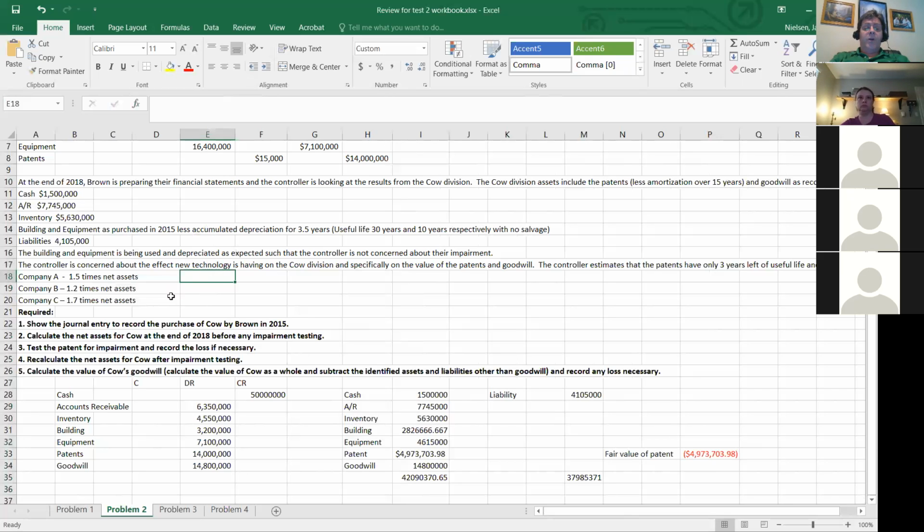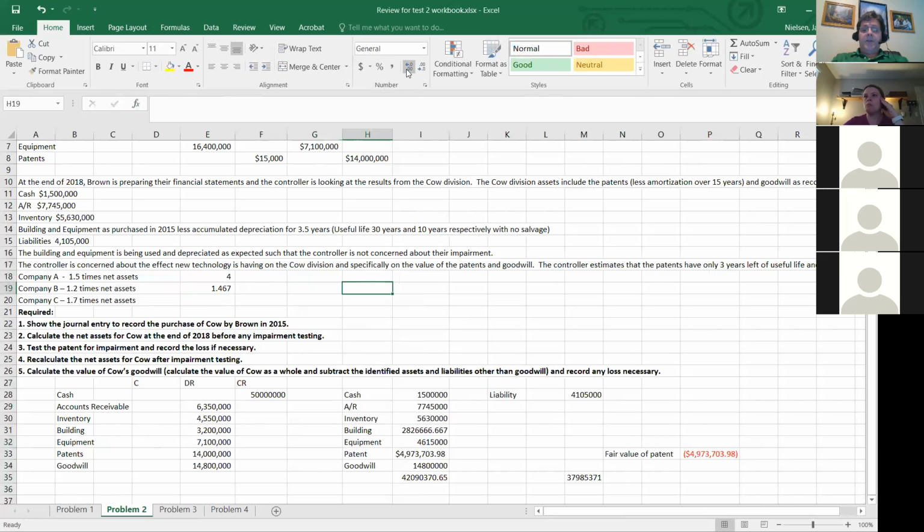We have company A, B, and C, and they are 1.5 times net assets, 1.2 times net assets, and 1.7. We're going to take the average of that. We're going to add 1.5 plus 1.2 plus 1.7, and divide by 3. I need some more decimals: 1.467.